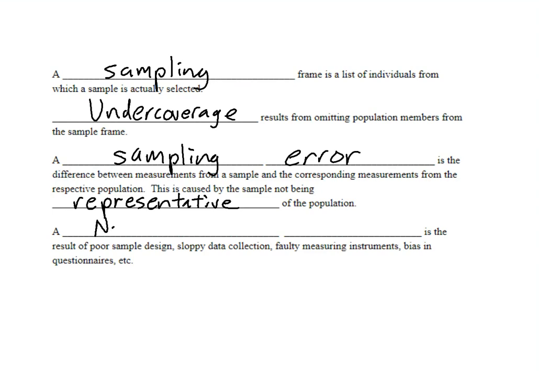A non-sampling error is a result of poor sample design, sloppy data collection, faulty measuring instruments, bias in questionnaires, or other things like that. So there are ways that you can have error when you're taking samples, and we will talk about how we can avoid those and what to do if we do make those, and how we can actually use statistics and measurements to figure out how big of a deal that is. But that's down the line. So that is section 1.2.